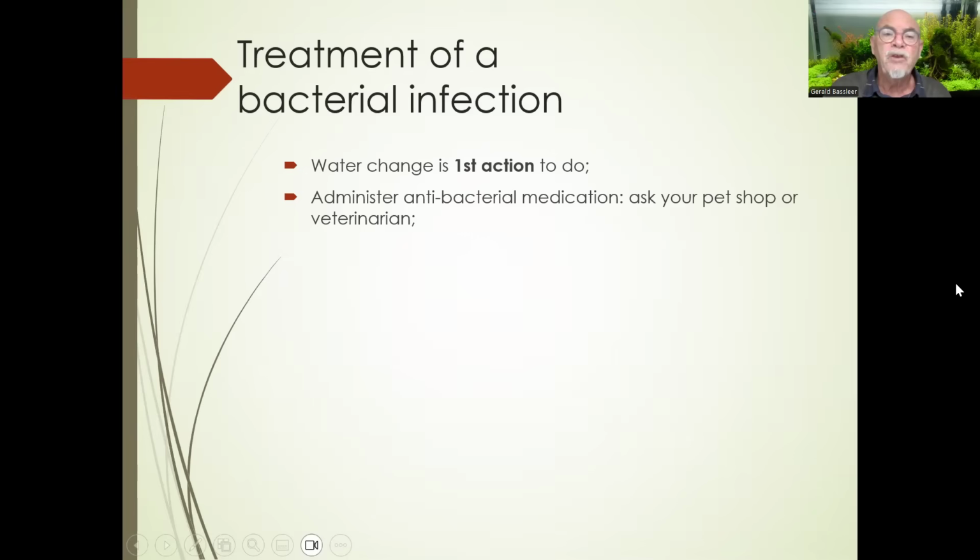How to treat a bacterial infection? Well, in general, for any bacterial infection, the water change is the first action to do. Do as much water change as you can and administer an antibacterial medication. Ask your pet shop or your veterinarian what you should do because it depends what they have available. But the water change is the most important action.